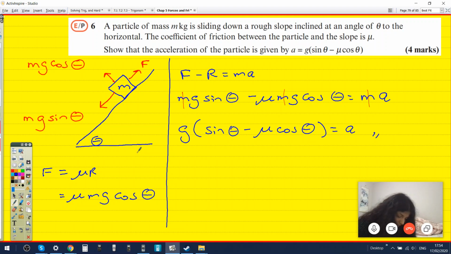I'm just writing it out again, so I know how to do it, but I understand how to do it though. It's a formula. So if you had a question like this and they said find a, you just do g times the difference between sine theta and mu times cos theta. Okay, it's minus a.